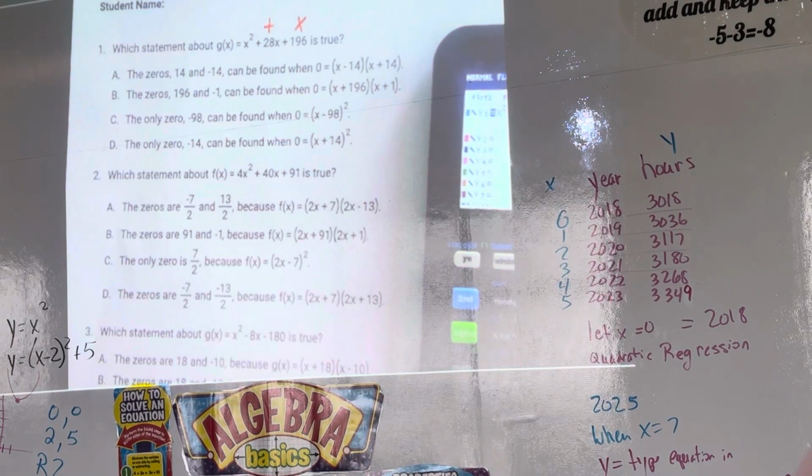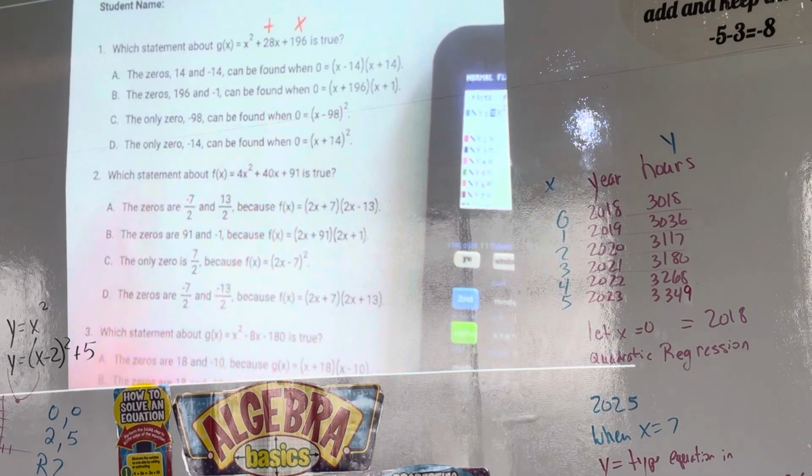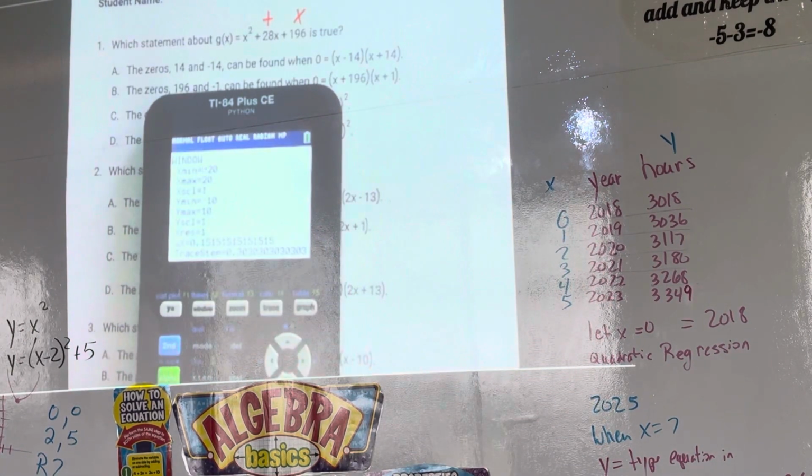So first thing you can do, if you notice, most of the answers are between negative 20 and 20. So you can go to your window and you can change your x min and x max to negative 20 and 20. That way you can see your answers. You can see where it crosses the x-axis.